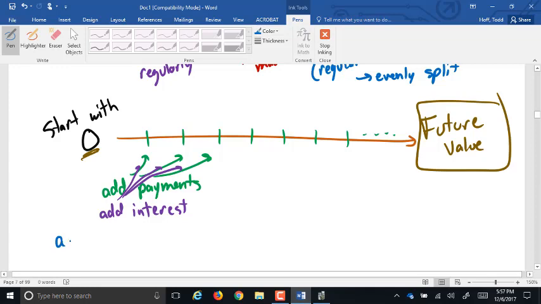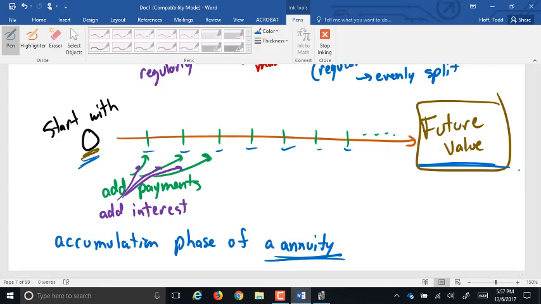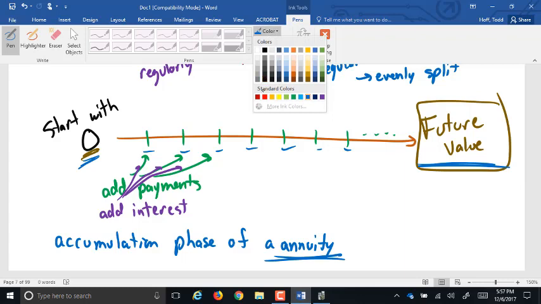This is called the accumulation phase of an annuity. Why is it called an accumulation phase? You start out with $0 and the value accumulates up to that ending amount. Remember, accumulation means building, getting larger. Kind of like my credit card bill accumulates.